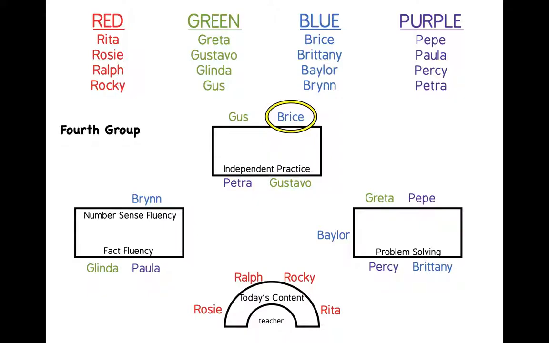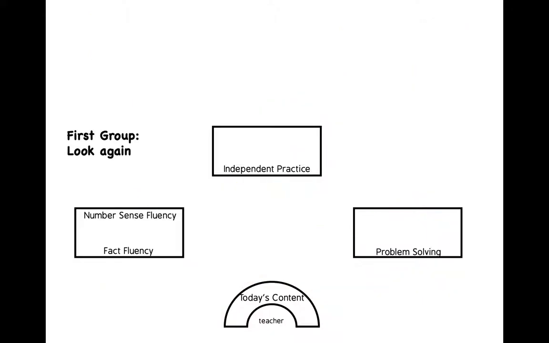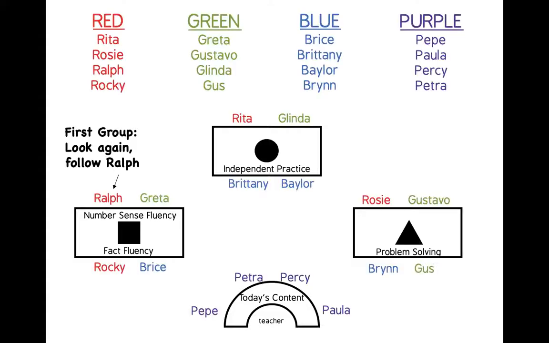The red group is now meeting with the teacher, and everyone else is in the group that they haven't been to yet. Let's take a look at that again, just to help make it clear. Let's follow Ralph this time. Ralph is a square. Ralph always travels with the squares, Greta, Rocky, Bryce, and Paula.